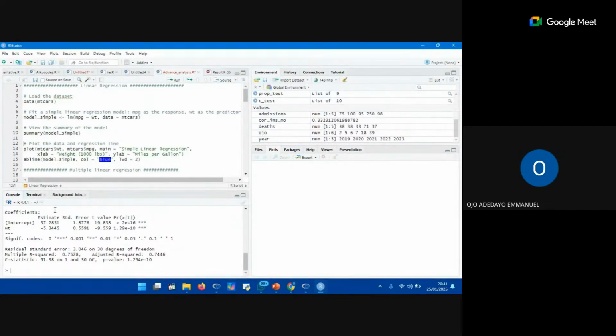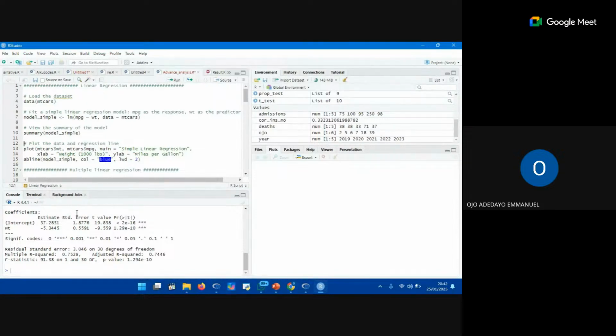Now, what that is telling us is that if you give me any weight of the car, I'm going to predict the mpg for you. Let's say, for instance, that the weight of that car is 10. By the time you multiply that 10 with the coefficient of this, then you add it to this, you are going to have the mpg.